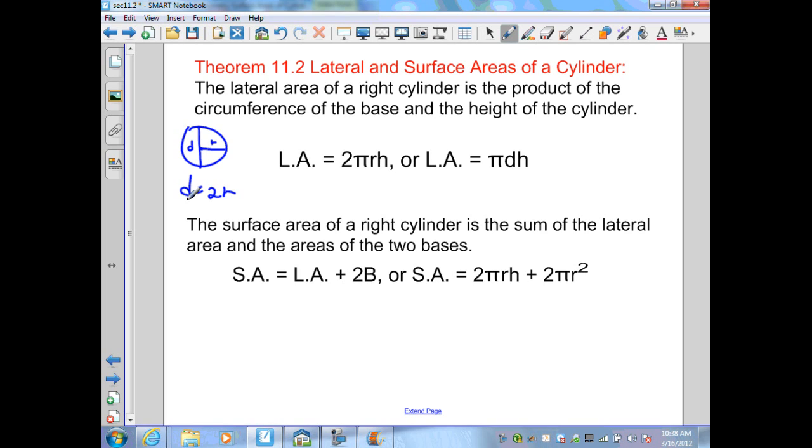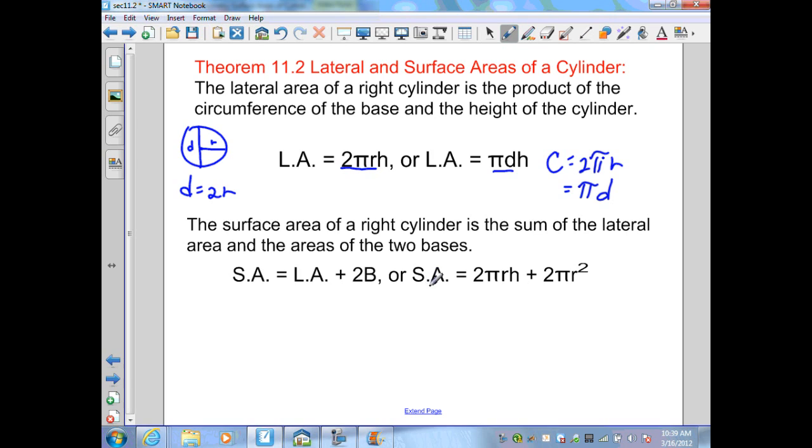Also recall that the circumference is the distance around our circle, and the circumference is equal to 2 pi r, or pi times d. In this instance, I have the diameter equal to 2r. Therefore, the lateral area is equal to 2 pi rh, where 2 pi r is the circumference. Or I have the lateral area equal to pi times d times h, where pi times d is the circumference. The surface area of a right cylinder is the sum of the lateral area and the areas of the two bases. The surface area is equal to the lateral area plus 2 times the base areas.